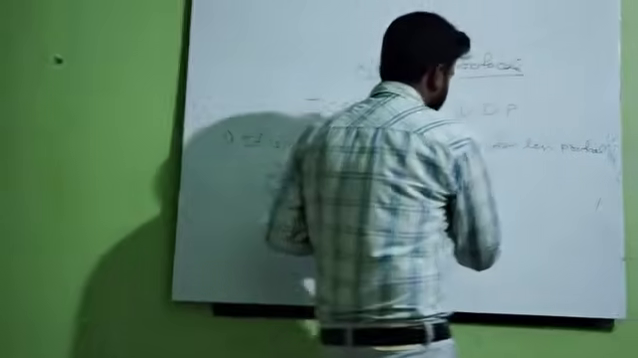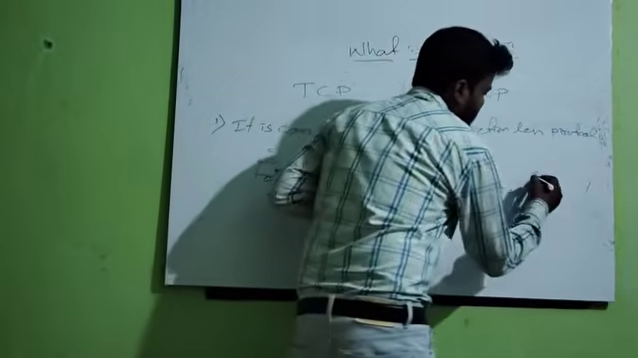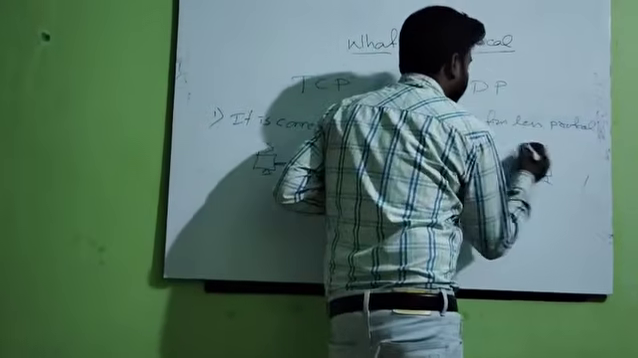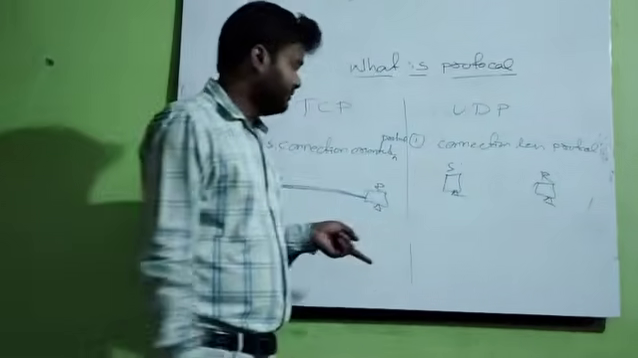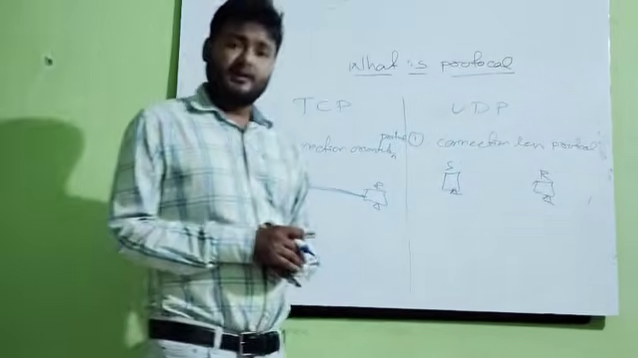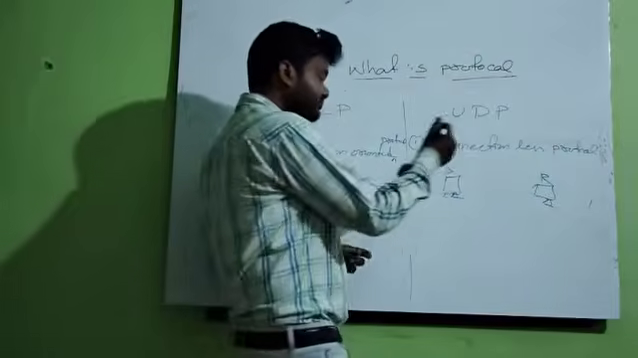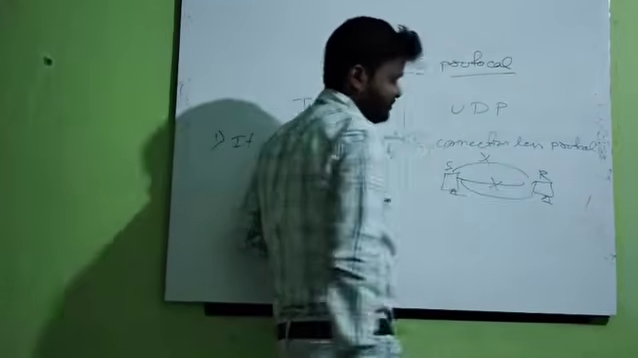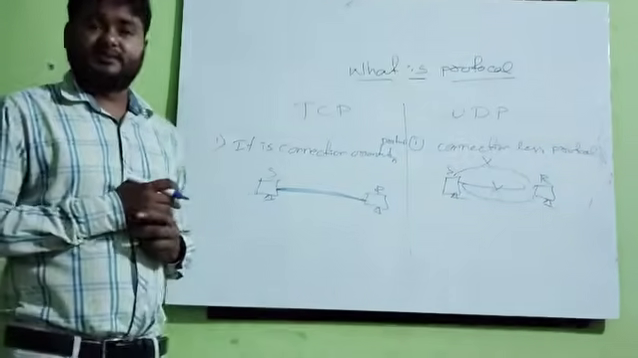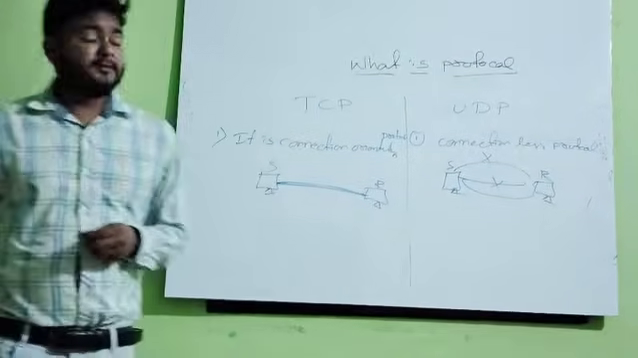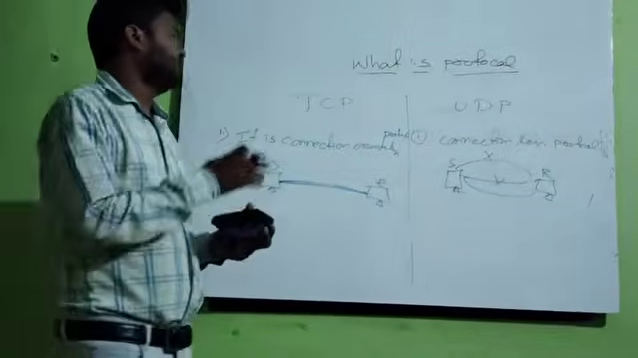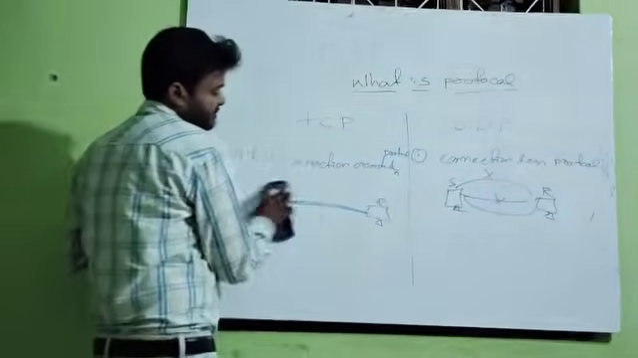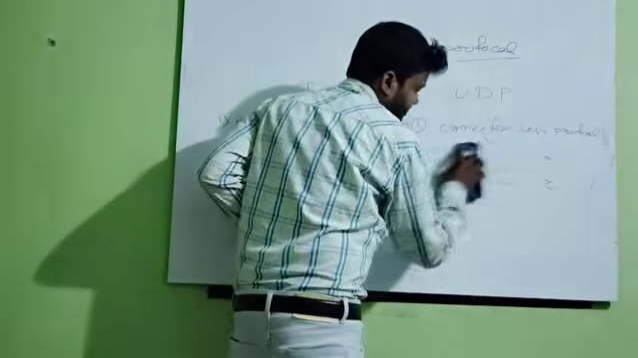Connectionless means there is no physical path between sender and receiver. That means a physical path is not available. It is also called unguided media. No fixed path is there from sender to receiver. That is a connectionless protocol. The first one is connection oriented, and the second one is a connectionless protocol. Getting that point? Yes.